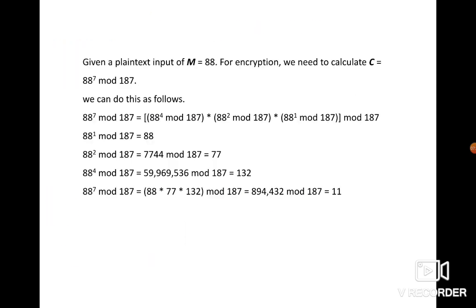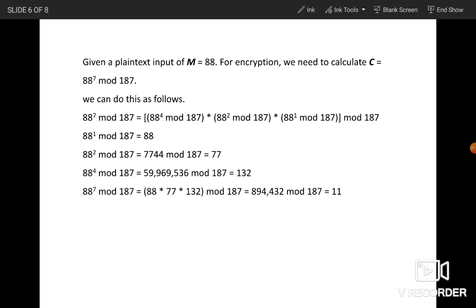Okay, so now we have calculated the private key and we have chosen the public key. Now we move on with the encryption. So we are going to encrypt M. M value is 88. So what is the formula? C equal to M power e modulus n. So C equal to 88 power 7 modulus 187.